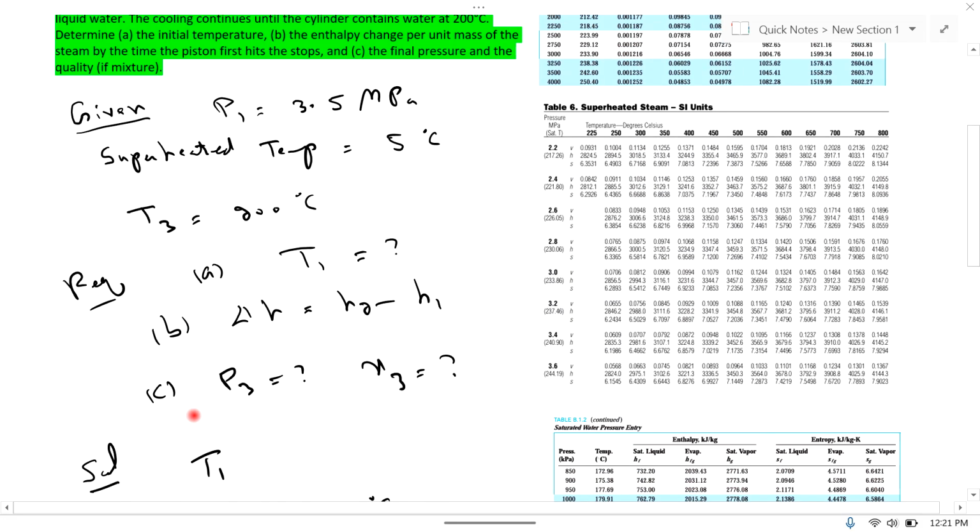If we check the superheated steam table, the pressure is 3.5, which means the pressure is between 3.4 and 3.6. But at 225, values are not available here, and 247 is nearly equal to 250. So we assume that T1 is equal to 250 degrees centigrade.